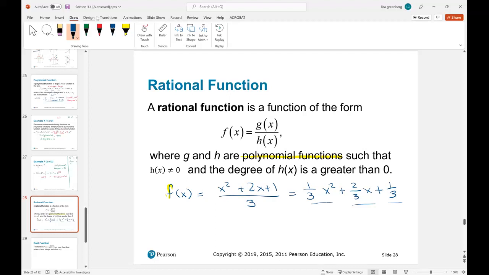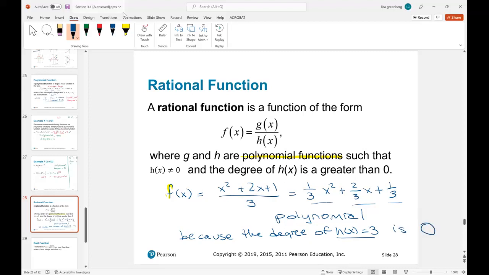So unless you have some variable in the denominator, it's not a rational function. You have to have a variable in the denominator. This is just a polynomial. Because the degree of h of x, which is equal to 3, the degree of this is 0. So because it's 0, it's not a rational function. It's still a polynomial, okay?